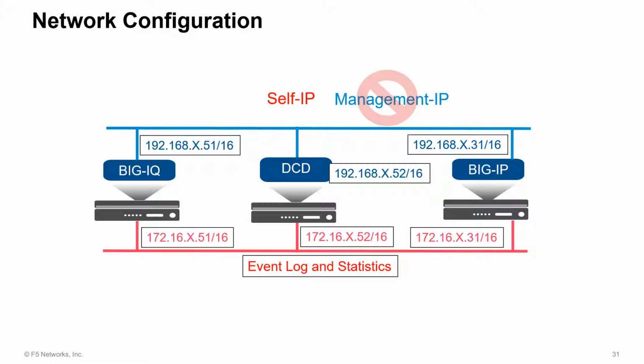The BIG-IQ DCD uses separate services for management and traffic. It is recommended these are kept on separate networks to reduce unnecessary congestion. In the lab, we use the internal network for traffic between the DCD and ASM. The self-IP address on the DCD then listens for log traffic from the logging profile on the virtual server.